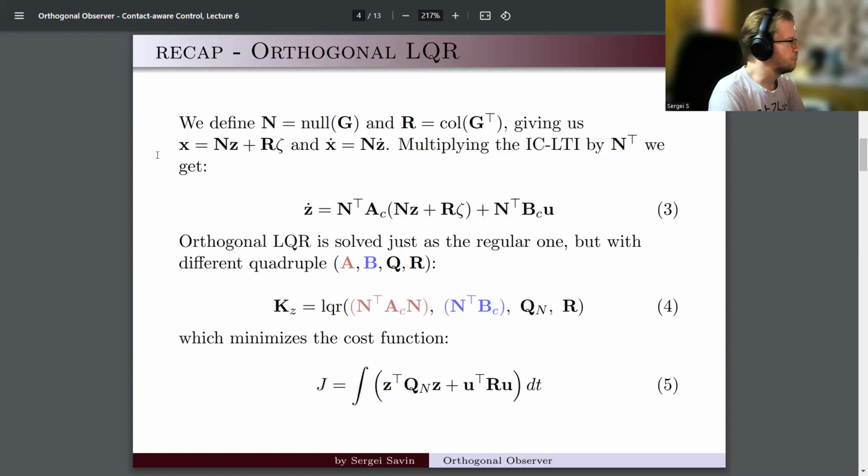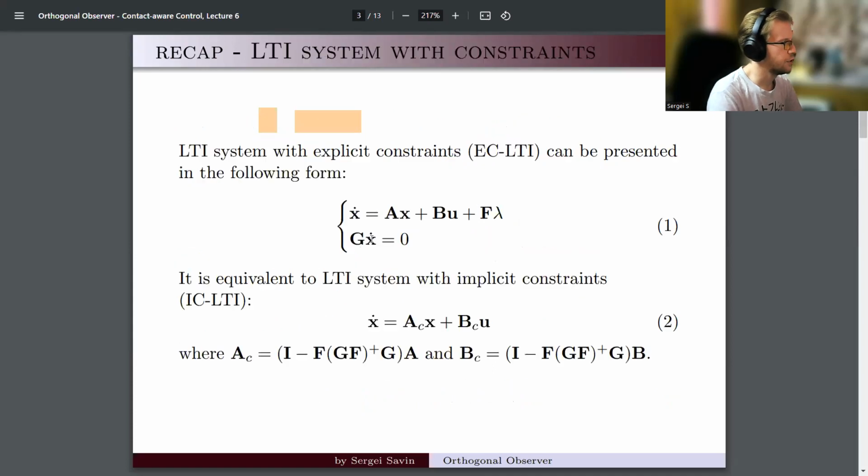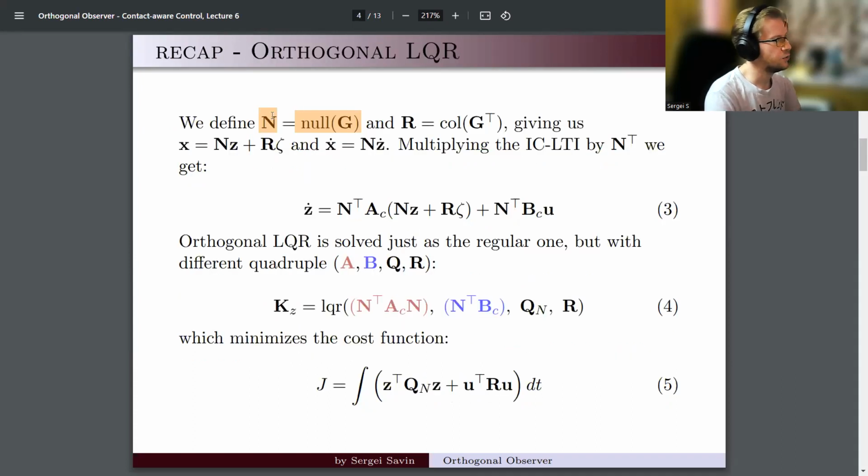Now let's recap a little bit about the control. So to do control for the system, what we had to do was to introduce new matrices R and N, where N is a null space of the G matrix. G is, remember, the constraint matrix, right? So let me just quickly show it. So it is this constraint. So this matrix G, its null space is obviously where x dot lies. So N is a basis, an orthonormal basis inside the null space of G.